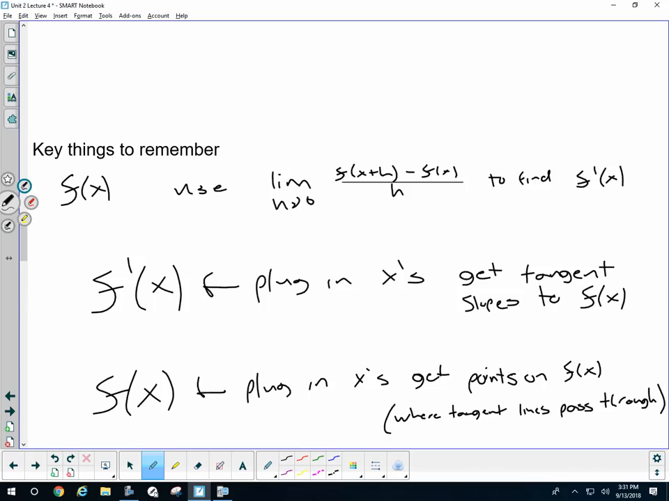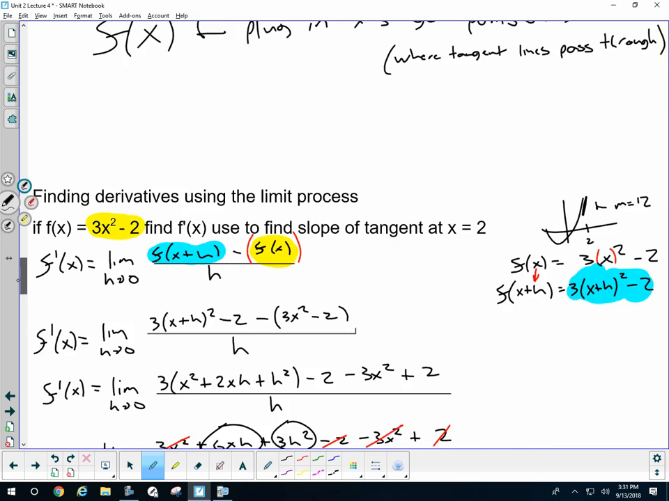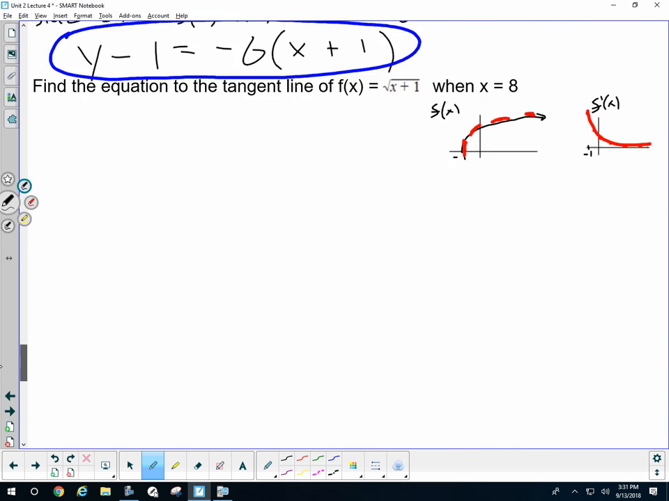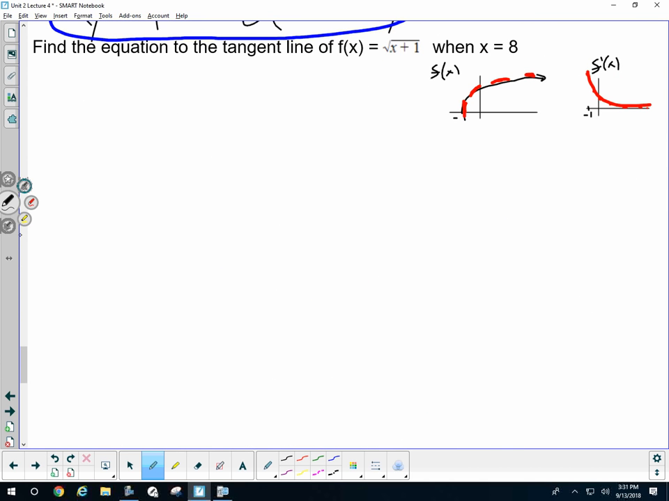Key things to remember. Okay, so remembering those key things, let's go back to this example. Our goal is to find an equation of a tangent line, not just the slope of the tangent line, the actual equation. We'll start by finding the equation for this f prime graph.